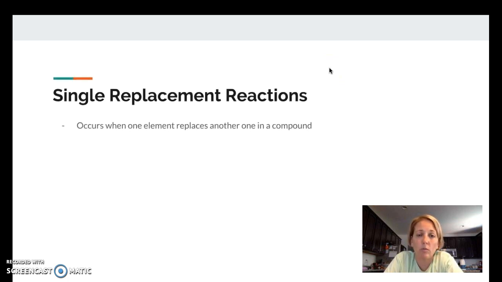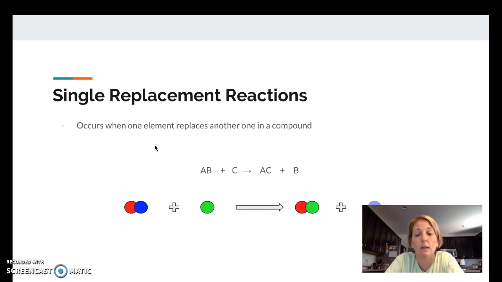If we go back to our letters, we're now going to add a different letter to this. If we have compound AB plus element C in the chemical reaction, that will yield AC plus B. In the replacement, the letter C replaced the letter B and vice versa. So AB was the compound plus element C. That will yield compound AC plus element B. If we look at it in terms of our colored circles, here is compound AB. We are going to add that to element C. That is going to yield compound AC plus element B.